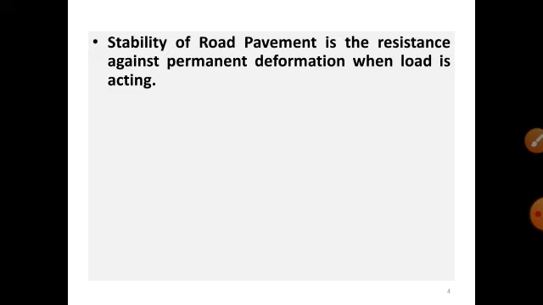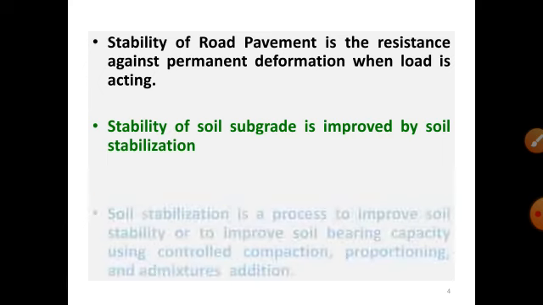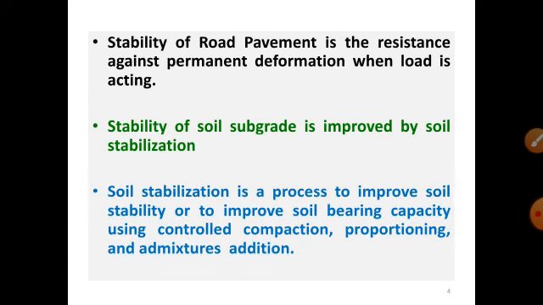Stability of road pavement is the resistance against permanent deformation when load is acting. Stability of soil subgrade is improved by soil stabilization. Soil stabilization is a process to improve soil stability or to improve soil bearing capacity using controlled compaction, proportioning, and admixtures additions.